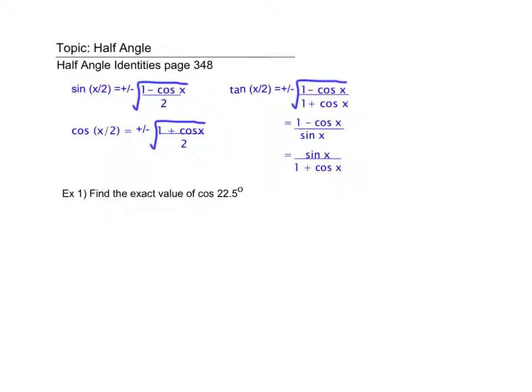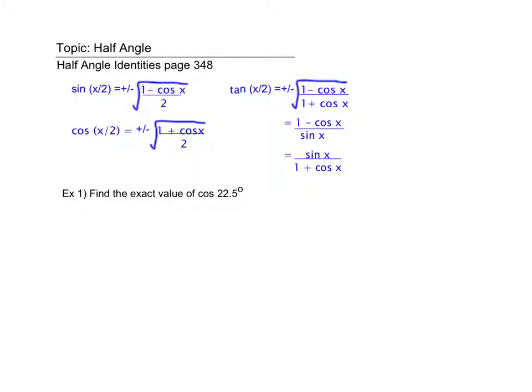All right, we're still looking at more identities. So this is the half angle identity. We can find them on page 348. I also have them listed here for you. We're going to use these mainly for two scenarios. We're going to use them if we're trying to find the exact value of something that isn't on the unit circle, but the double of that value is on the unit circle, and then we'll use them to solve.